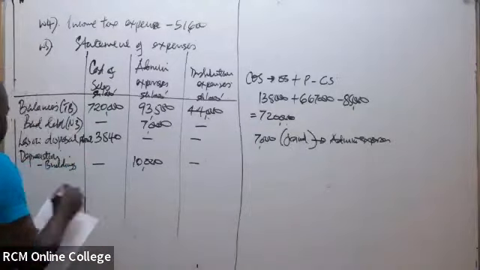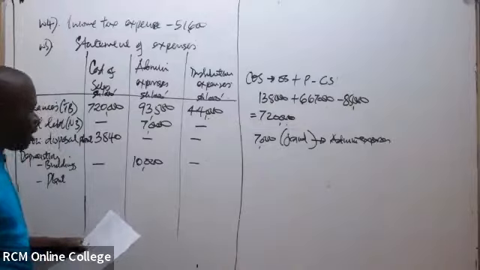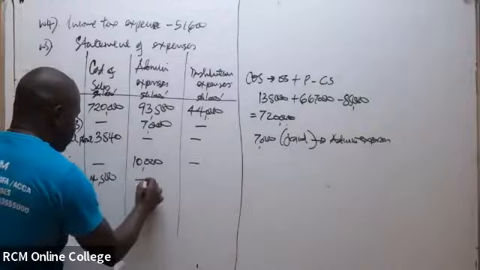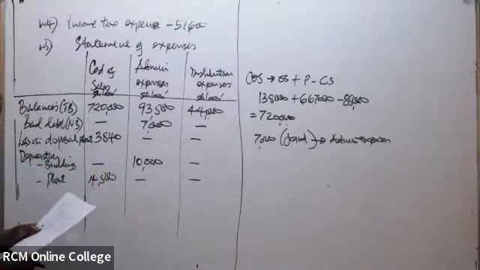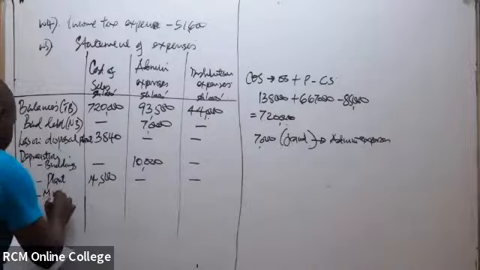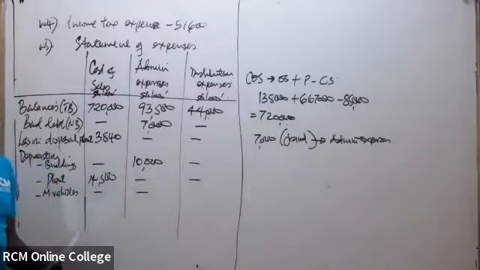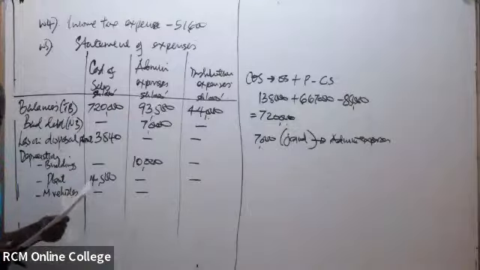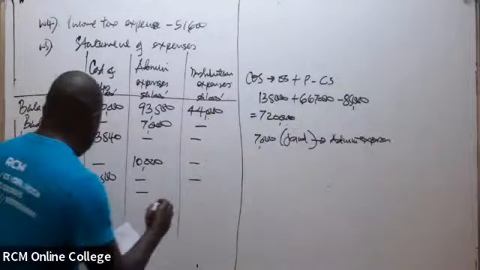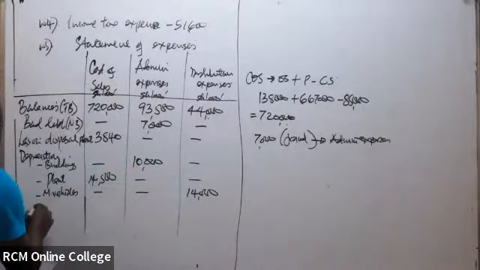Then we have plant. Plant, we are told it will go to cost of sales. Plant was 14,500,000. So that one will go to cost of sales. Then motor vehicles, it will go to distribution. It was 14 million. Then the last one, in this case, you are told office equipment.